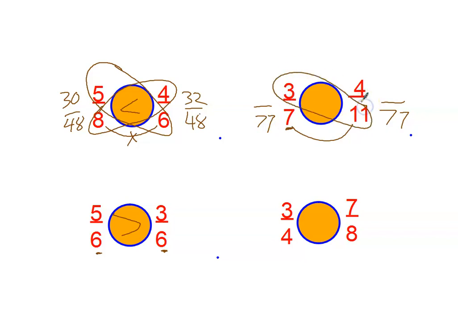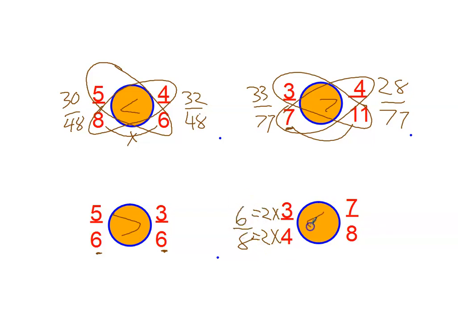Make my left wing first always. 3 times 11 is 33. And 4 times 7 is 28. 33/77 would be larger. 4 is my smaller denominator. Can I take it times something to get 8? I can. So 4 times 2 equals 8. And this denominator already has an 8, so I'm not even going to have to touch that side. Since I took this times 2, I'm also taking this times 2. So 3/4 is the same as 6/8. And 7/8 is more than 6/8.